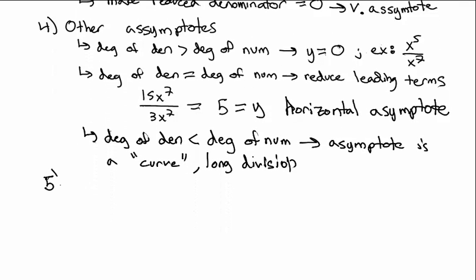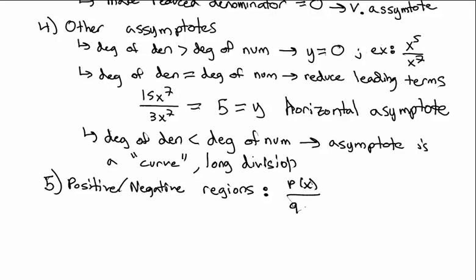The last thing we're going to find about all these graphs in order to graph them is the positive and negative regions. And the way we find the positive and negative regions is we take this function p of x over q of x. That is our rational function. And we're going to write it as a product. We will write p of x times the q of x. We will multiply the top and bottom together and graph this part.